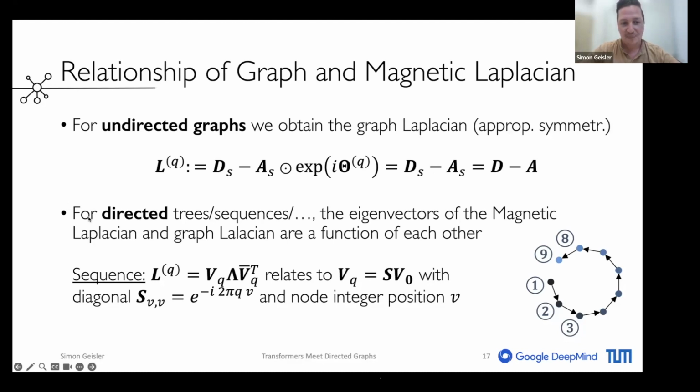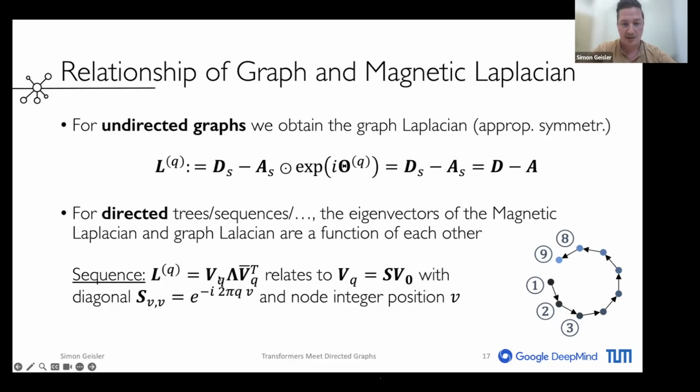Okay, anyways, for other directed graphs, at least for some, there's also some special relationship. So for example, if I have trees or sequences, then the eigenvectors of the magnetic Laplacian are a function of the eigenvectors of the graph Laplacian. Function, take it with a grain of salt, eigenvectors are not unique, but if I know the eigenvectors of the graph Laplacian, then I can obtain the eigenvectors of the magnetic Laplacian by a very simple construction. Here I'm illustrating it for a sequence.